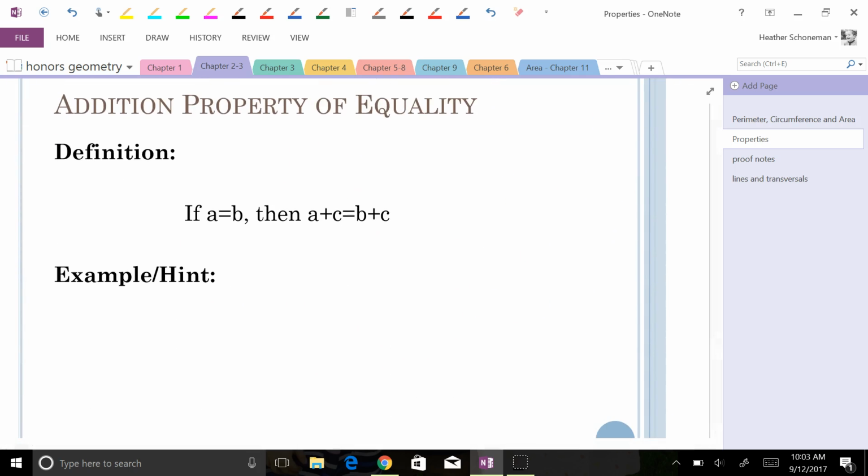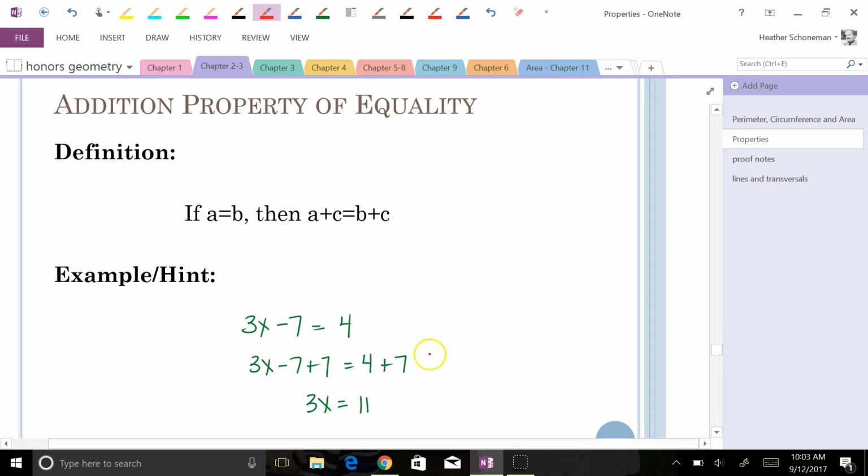Oh, whoops, I got ahead of myself. The addition property of equality. It says that if A is the same as B, you can add the same thing to both sides of the equation. You use this when you're solving an equation. So if you have 3x minus 7 equals 4, to solve this, you can add 7 to both sides so that it's equal. So we get 3x equals 11.